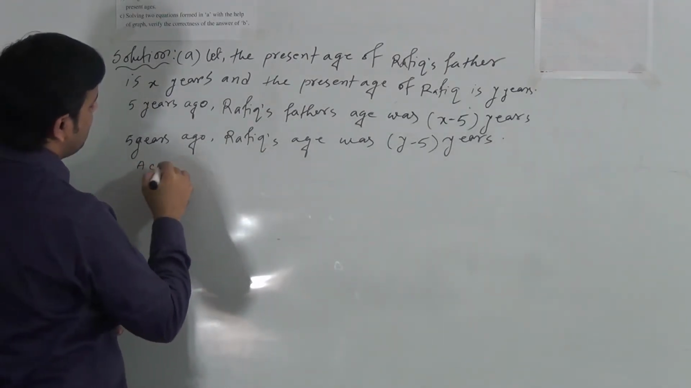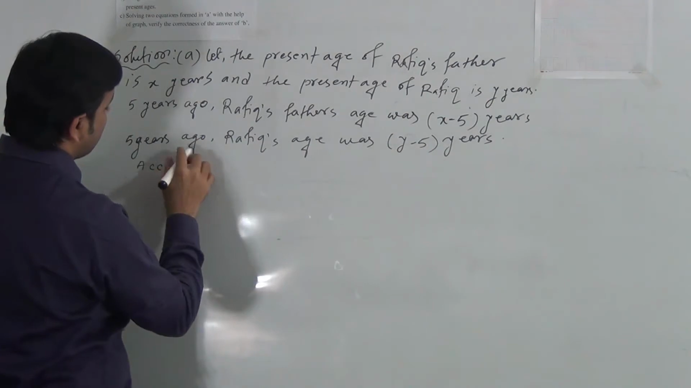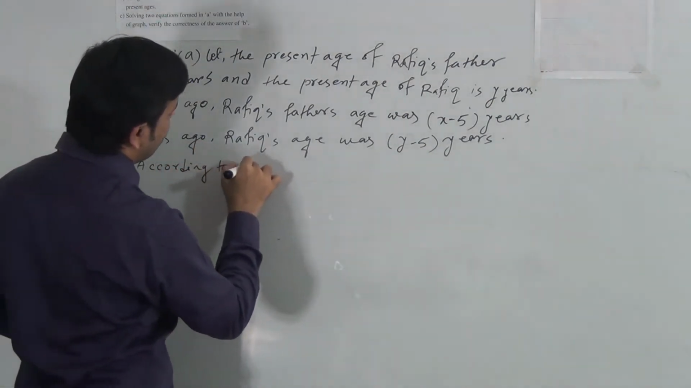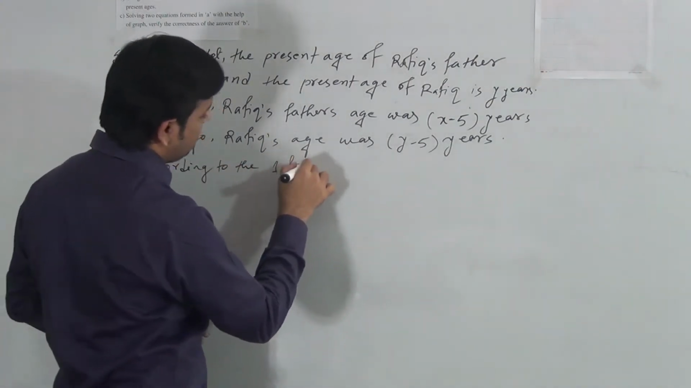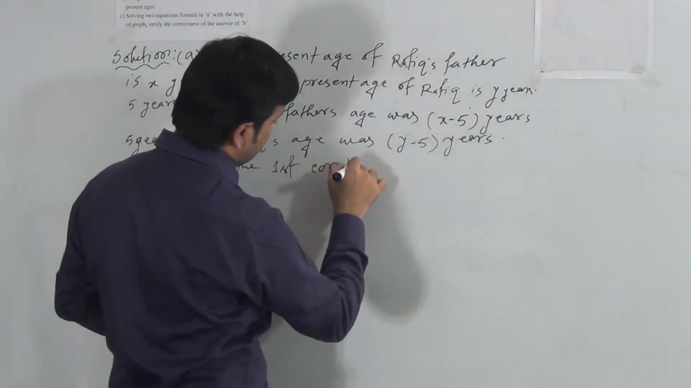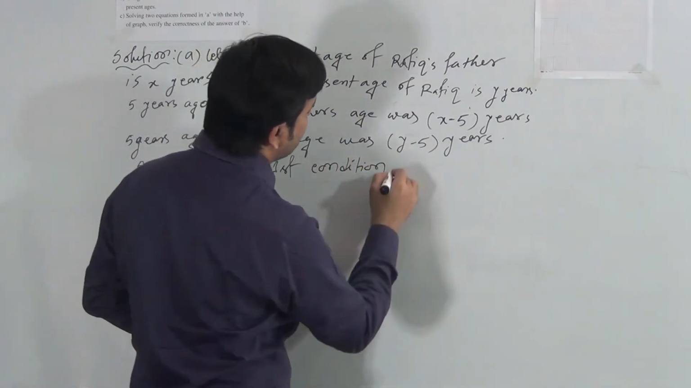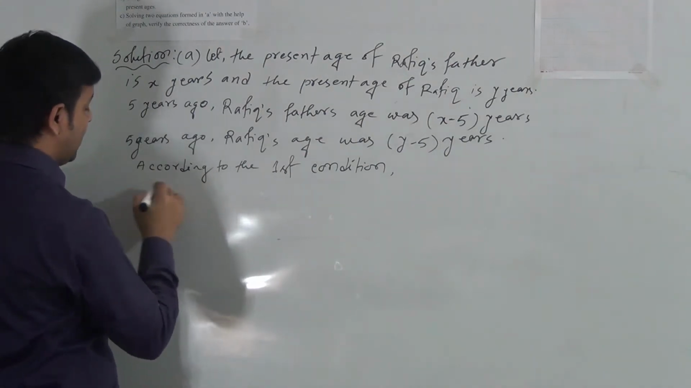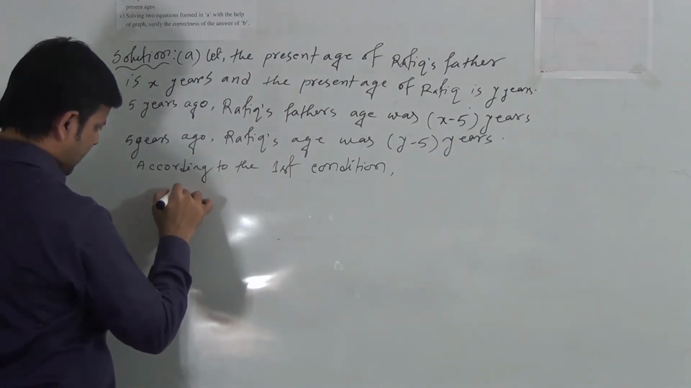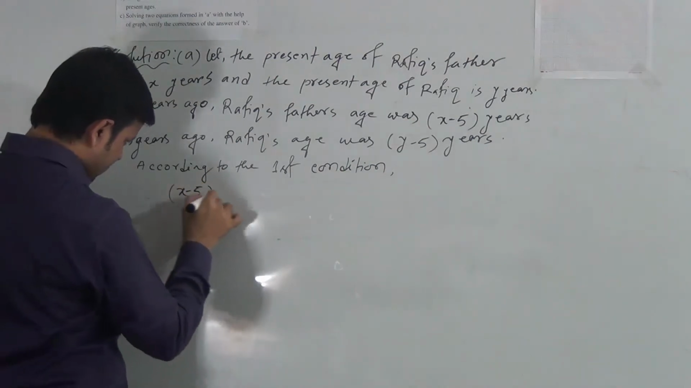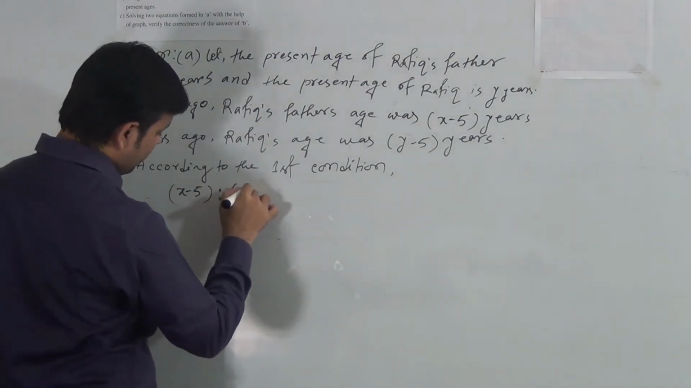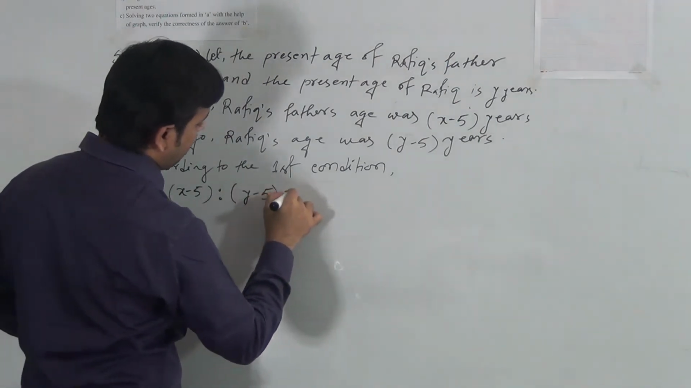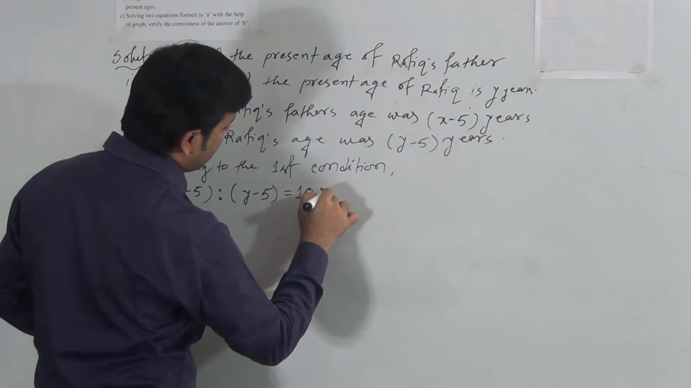According to the first condition, we can write the ratio of the ages of Rafiq's father and Rafiq. It means X minus 5 ratio Y minus 5 will be equal to 10:4.